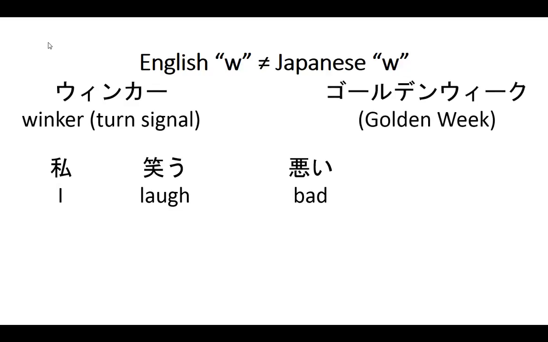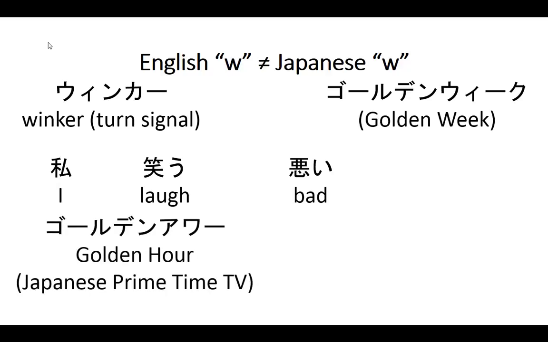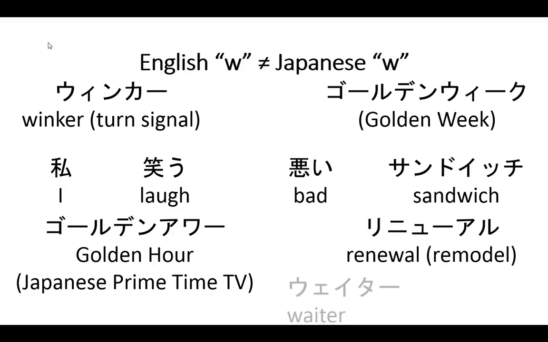Then winka, golden week, golden hour, sandwich, renewal, waiter. So you'll notice how many of these words are loan words for those of you who are Japanese speakers. This word comes from English, English, English. But you can look at these words and it's a little deceptive and you might think, oh, well, look, there's a W sound. But actually it's not a W, it's more of like the vowel oo and then e, ooing, ooinka. So that's where part of the trouble comes in, is that Japanese is trying to accommodate some of these sounds that they don't have, and they do the best that they can.